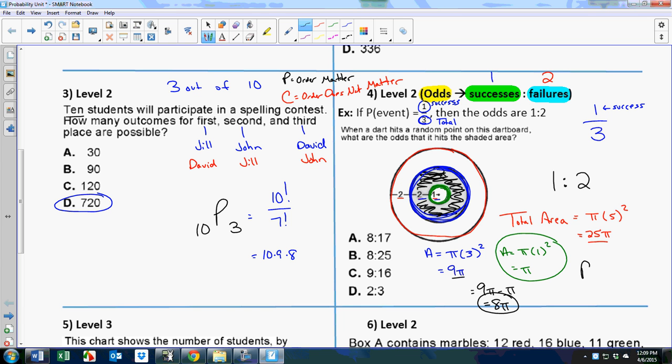So getting this area that's shaded, the probability of the shaded area equals the fraction 8 pi divided by the total area 25 pi. So our probability is 8 out of 25 because the pi's cancel. All right, now we can answer the odds. If there are 8 successes out of 25, there are how many failures? 8 of the 25 are successes, so 17 of the 25 are failures. So your odds will be 8 to 17.